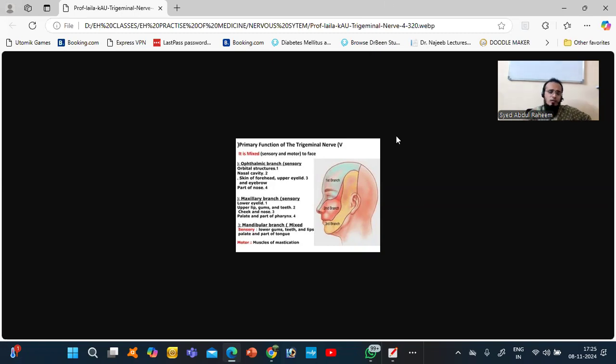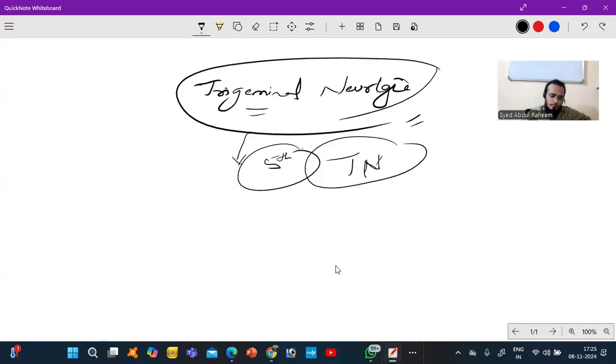So basically, what will happen to this nerve? This is the functional part of the trigeminal nerve. Now we will discuss the medical part of the trigeminal nerve area. Mostly, the cause is unknown. Why this happened?